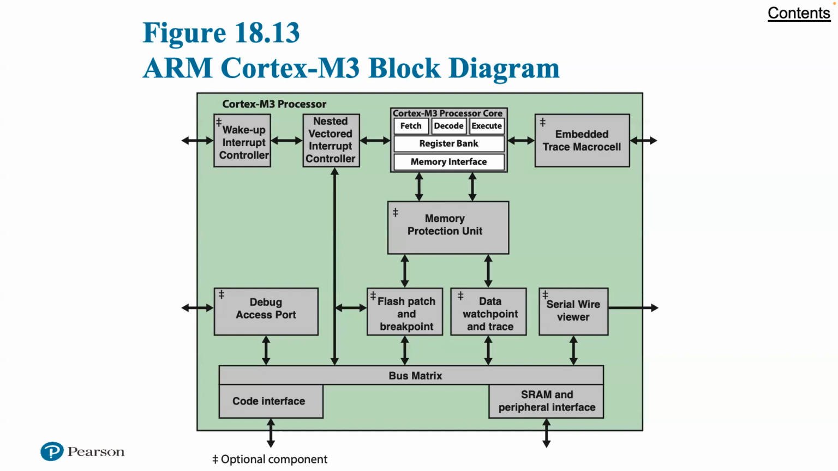We have the debug access port. It provides an interface for external debug access to the processor. We have the instrumentation trace macrocell. It is an application-driven trace source that supports printf style debugging to trace operating system and application events and generate diagnostic system information. And finally, we have the bus matrix. It connects the core and debug interfaces to external buses on the microcontroller.